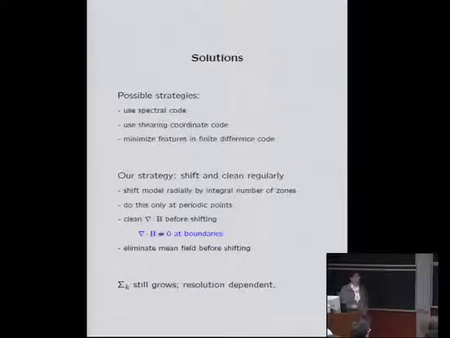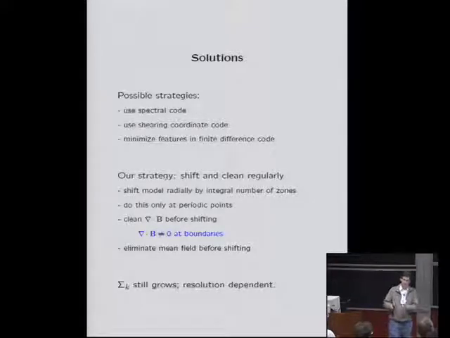Okay, so possible solutions to this problem are to throw out the code and use a spectral code. It will be hard to study evolution of the surface density with a spectral code. We could use a shearing coordinate code or try to minimize the features in the finite difference code. And our strategy has been to shift and clean. So what we do is regularly move the model by an integral number of zones, so that the variation in the truncation error is smeared out over the box.